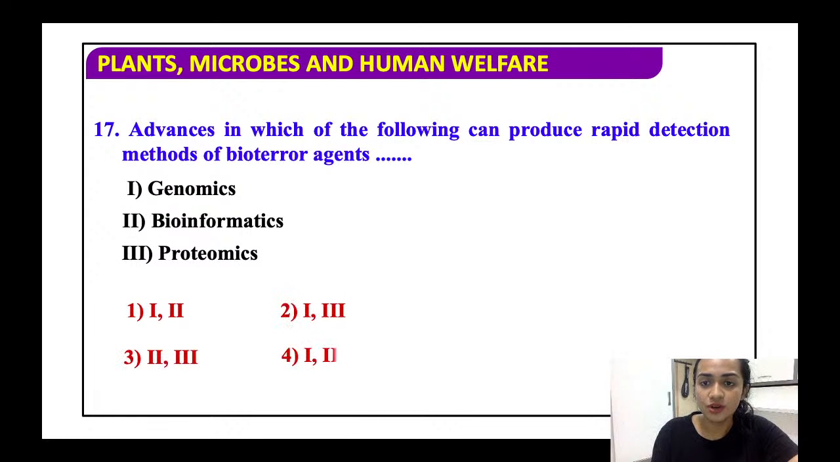Advances in which of the following can produce a rapid detection of methods of bioterror agents? It is your genomics along with your bioinformatics. Hi Shubham, welcome. Okay, so it is genomics along with bioinformatics. This is an NCERT line. Genomics is not bioterrorism itself. Basically, it can lead to it if it is manipulated and used in that way.